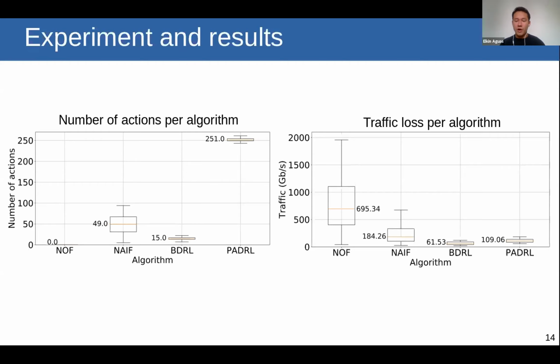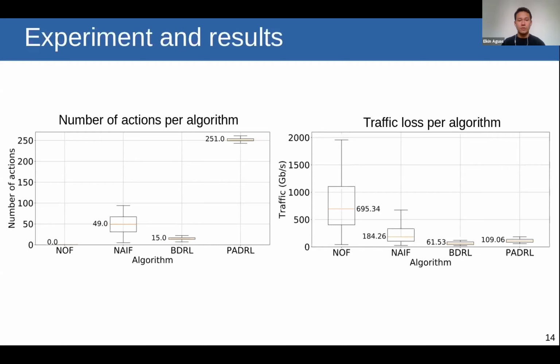Now, regarding the priority-aware deep reinforcement algorithm, if we see the traffic loss on the right, it is different from the balanced deep reinforcement algorithm and the naive. It's in between both of them, but not considerably so. However, if we see the number of actions, the actions skyrocketed to almost the maximum number of actions that we can have per day, which is 288.